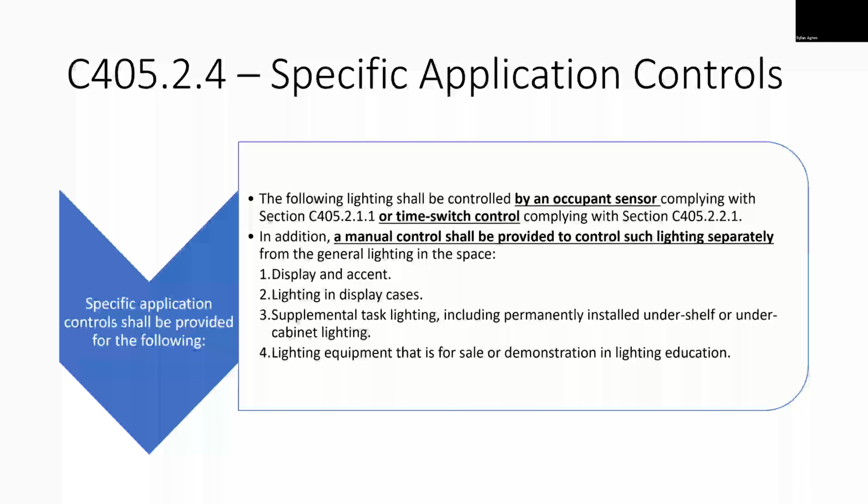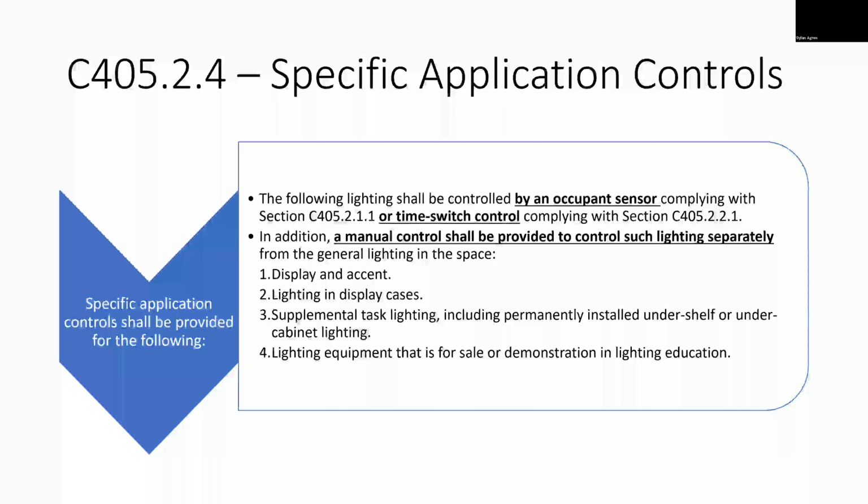So, specific application controls. The following lighting shall be controlled by an occupancy sensor complying with that, or the time switch control, which is that section for the controls. In addition, a manual control shall be provided to control such lighting separately from general lighting in the space. So display and accent lighting, display cases, supplemental task lighting. This one's kind of weird, including permanently installed under-shelf or under-cabinet lighting.